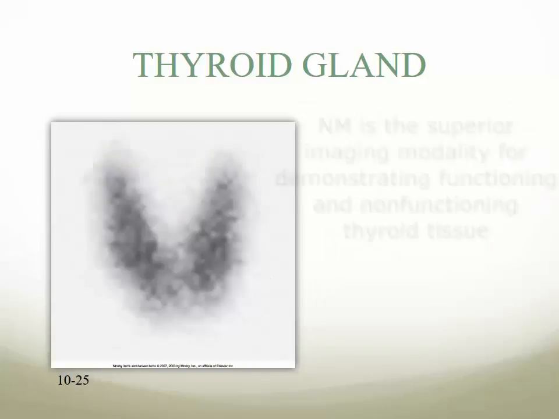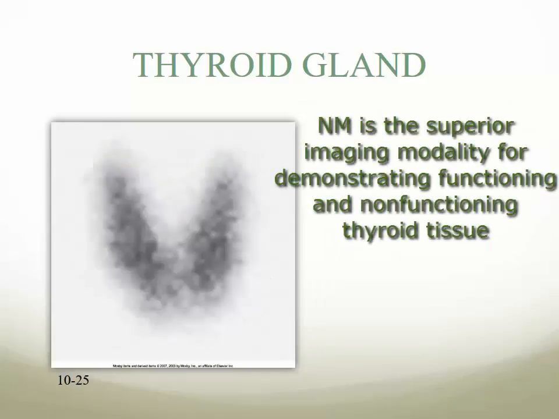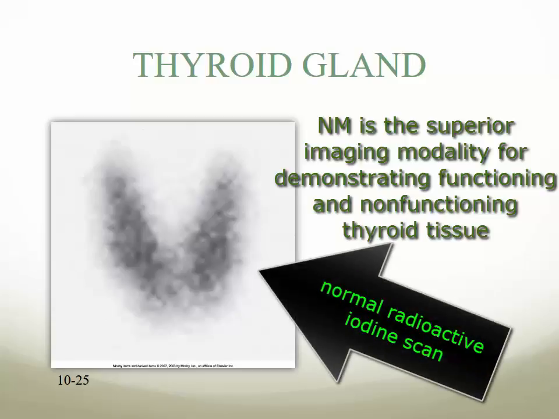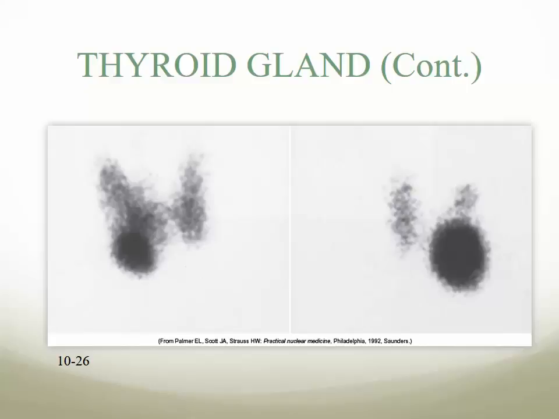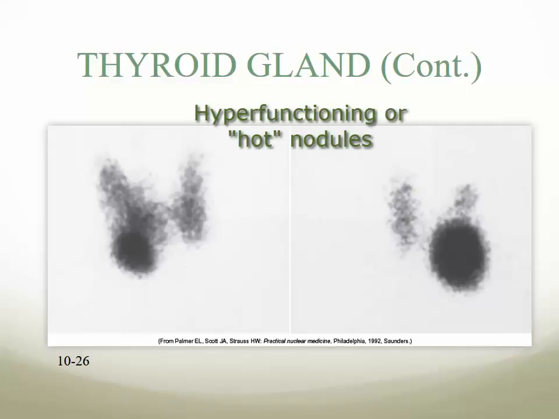Nuclear medicine is the superior imaging modality for demonstrating functioning and non-functioning thyroid tissue. This is a normal radioactive iodine scan in which there's uniform distribution of the nuclide activity throughout the thyroid gland. Masses within the thyroid gland may appear as hyperfunctioning or hot nodules. The hot nodule demonstrates greater radionuclide uptake than surrounding thyroid tissue. Hot nodules are rarely malignant.